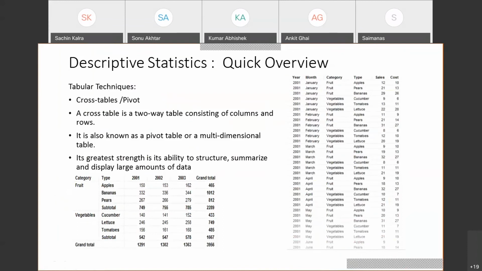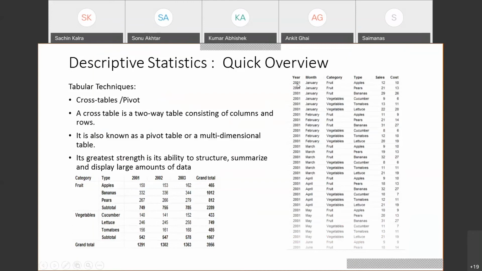Now, what could be the best way to present it? Maybe we can put some bar charts of month versus category, or maybe month versus category versus sales, or month plus category plus cost. But what if we can put it in a more tabular way that it will be more meaningful? Not always are the visuals the best way of interpreting the data. Sometimes the summarized tables are also a very good way. So this table in this form is called a pivot, or you can say a cross table.